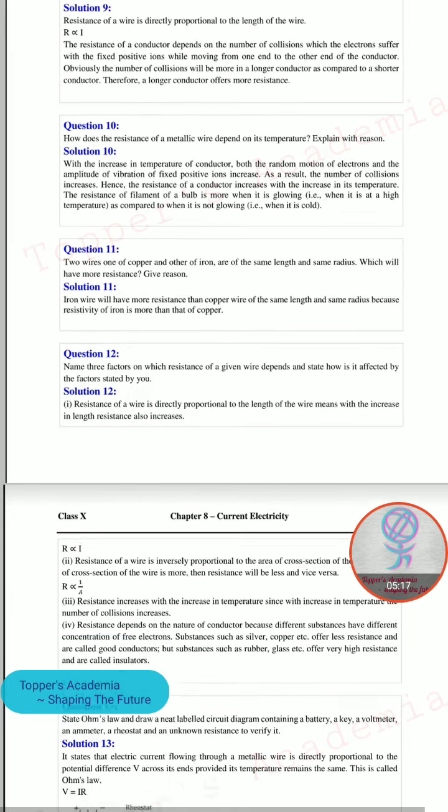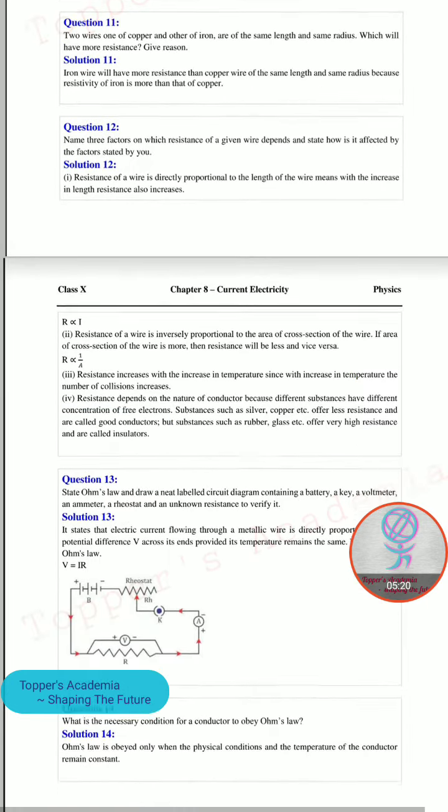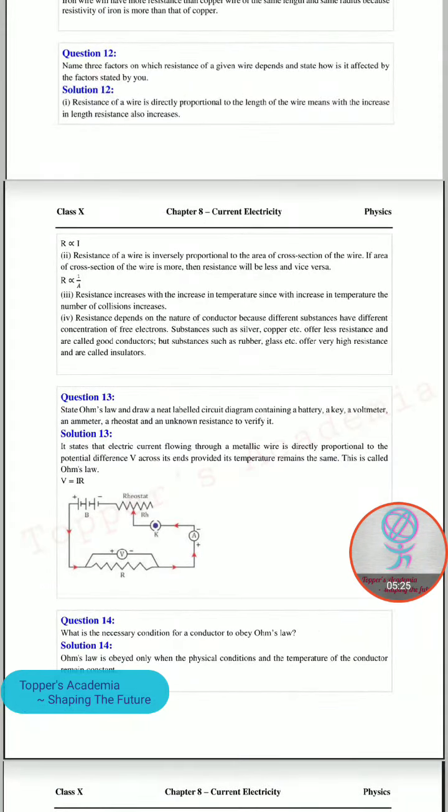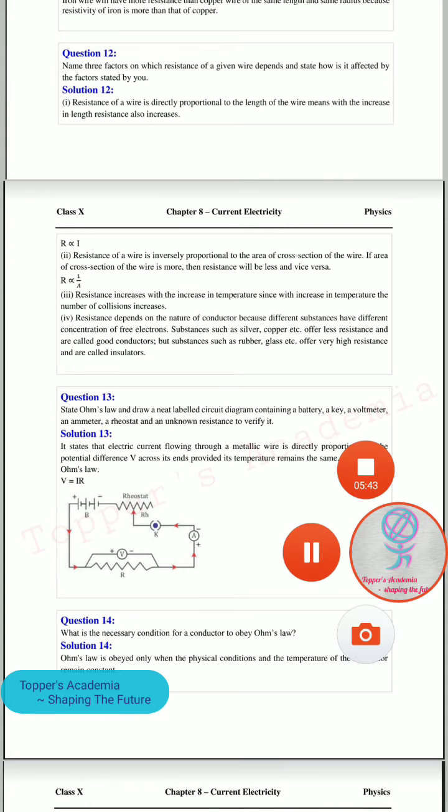Question number 12. Name three factors on which the resistance of a given wire depends and state how it is affected by the factors stated by you. So the solution to this question will be: resistance of a wire is directly proportional to the length of the wire, means with the increase in length, resistance also increases. That is, R is directly proportional to l.